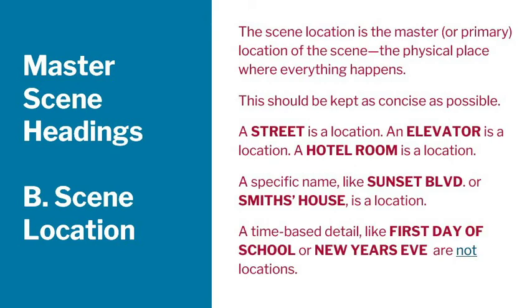The scene location is the master or primary location of the scene, the physical place where everything happens. This should be kept as concise as possible, such as a street, an elevator, a hotel room. Specific names like Sunset Boulevard or Smith's house can also be used. A time detail, like first day of school or New Year's Eve, is not a location.